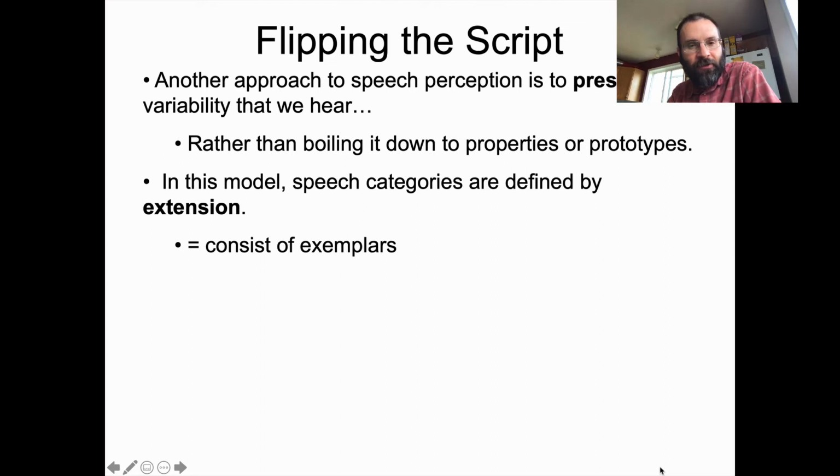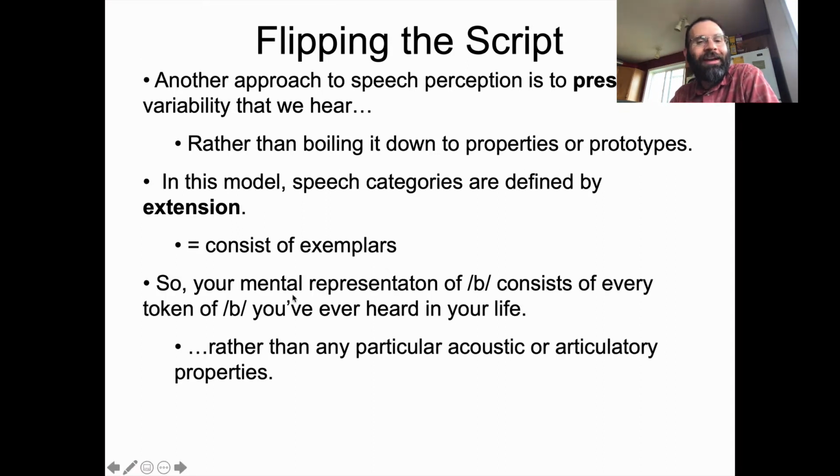So in this model, speech categories are defined by extension, which is to say a B is simply every single token of B that you've ever heard before in your life and categorized as a B. Rather than consisting of properties or prototypes, speech categories are defined by their exemplars, and that's where the name of the model comes from. Each individual member of a category is known as an exemplar of that category. Your mental representation of a B consists of every token of B you've ever heard in your life, rather than the specific acoustic or articulatory properties of those tokens.